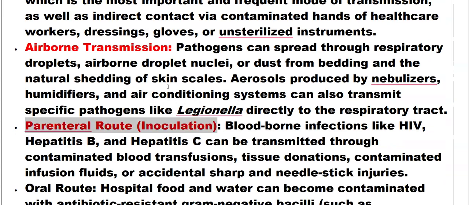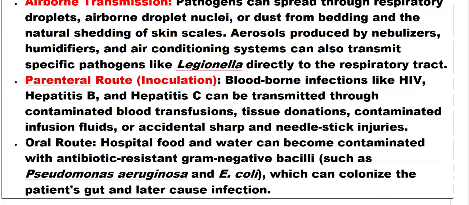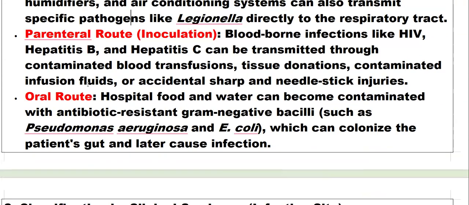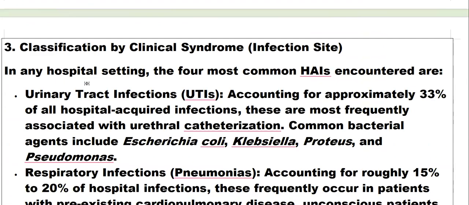Bloodborne infections like HIV, hepatitis B, and hepatitis C can be transmitted through contaminated blood transfusions, tissue donation, contaminated infusion of fluids, or accidental sharp needle stick injuries. Oral route: hospital food and water can become contaminated with antibiotic-resistant gram-negative bacilli such as Pseudomonas aeruginosa and E. coli, which can colonize the patient's gut and later cause infections.